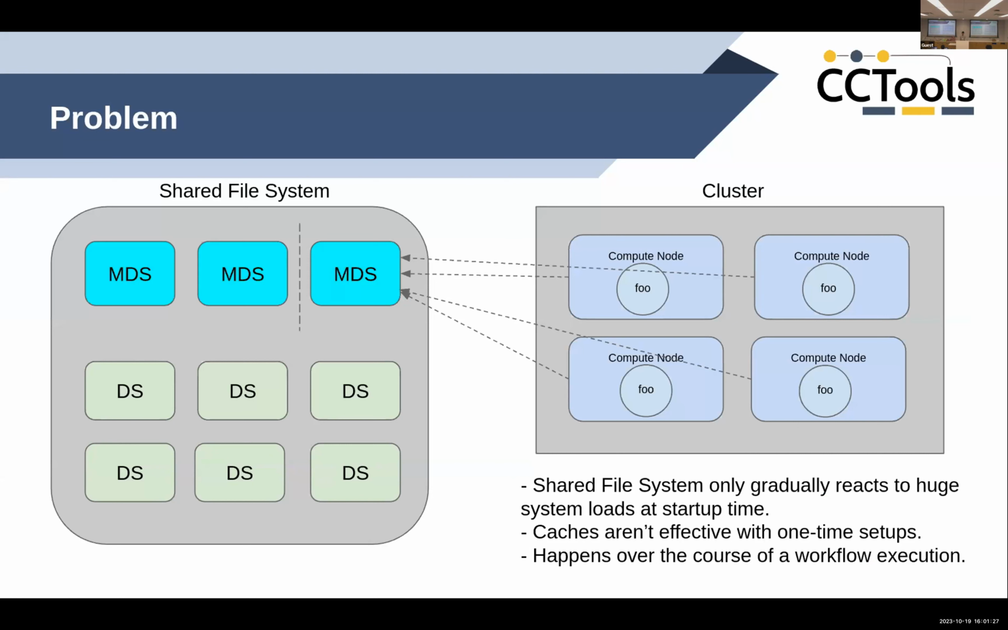And the problem here is that a shared file system is reactive only because it isn't informed by the workflow execution. So it only gradually reacts to the spiking system load at startup time. There are some caches involved in this process, but they aren't really effective because a workflow execution is a one-time setup. And this happens over the course of a workflow, so it will reduce the performance of a workflow execution and introduce large deviations in the task execution time.